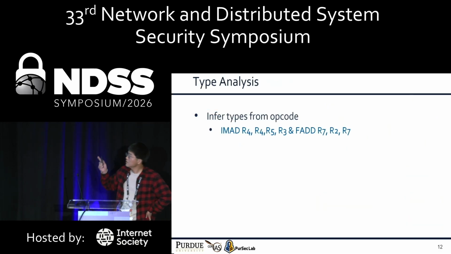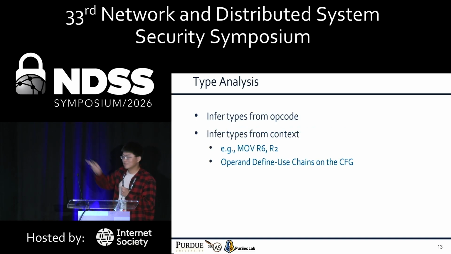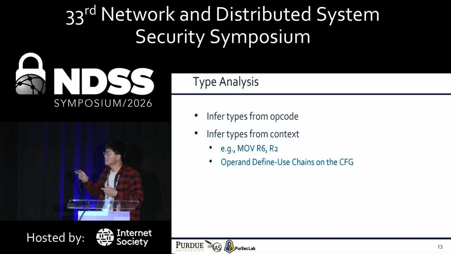Firstly, for some instructions we can just infer types from the opcode, like IMAD. The I actually means integer, so we know that R4, R5, R3 are all integers. Also, F8, R2, R7 are floating-point numbers. But for this case, moving registers from R2 to R6, here we cannot infer types from the opcode. So in the hardware they just move the content from one to another.